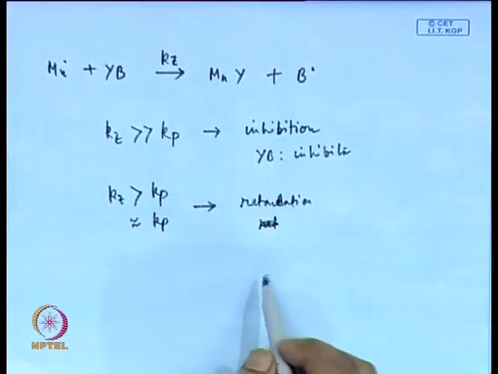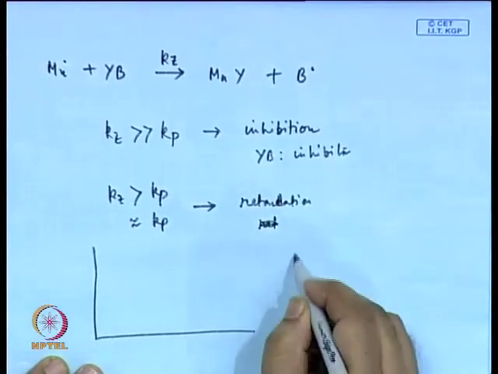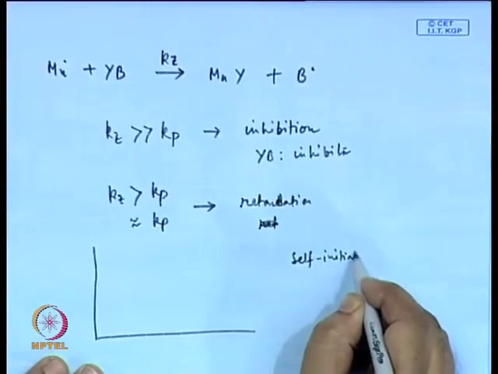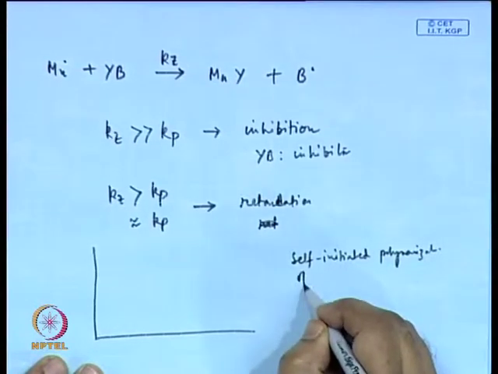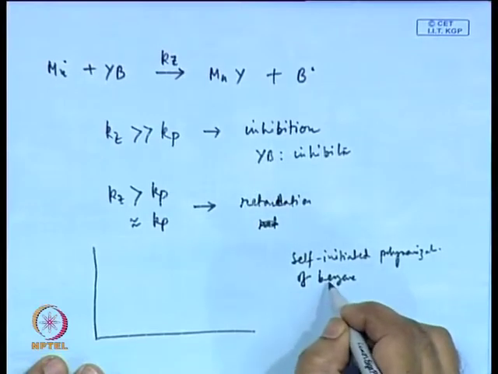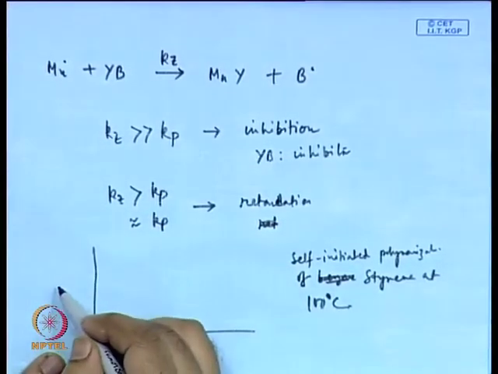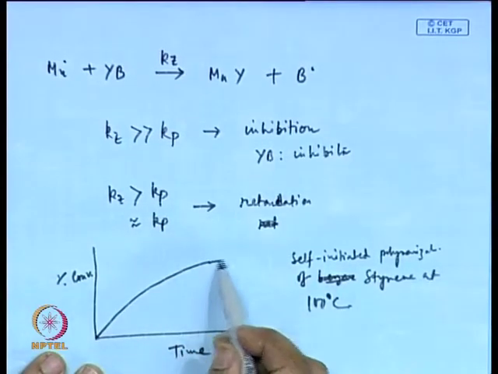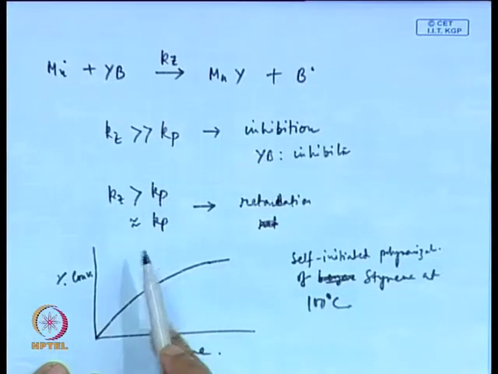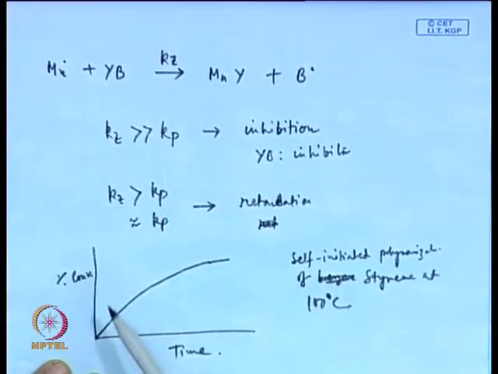For example, if I talk about a self-initiated thermal polymerization of styrene at 100 degrees centigrade. This is percentage of conversion and this is time. It normally has a reaction profile like this, with time more propagation happening. So, more monomer is undergoing polymerization reaction. So, higher is the conversion.